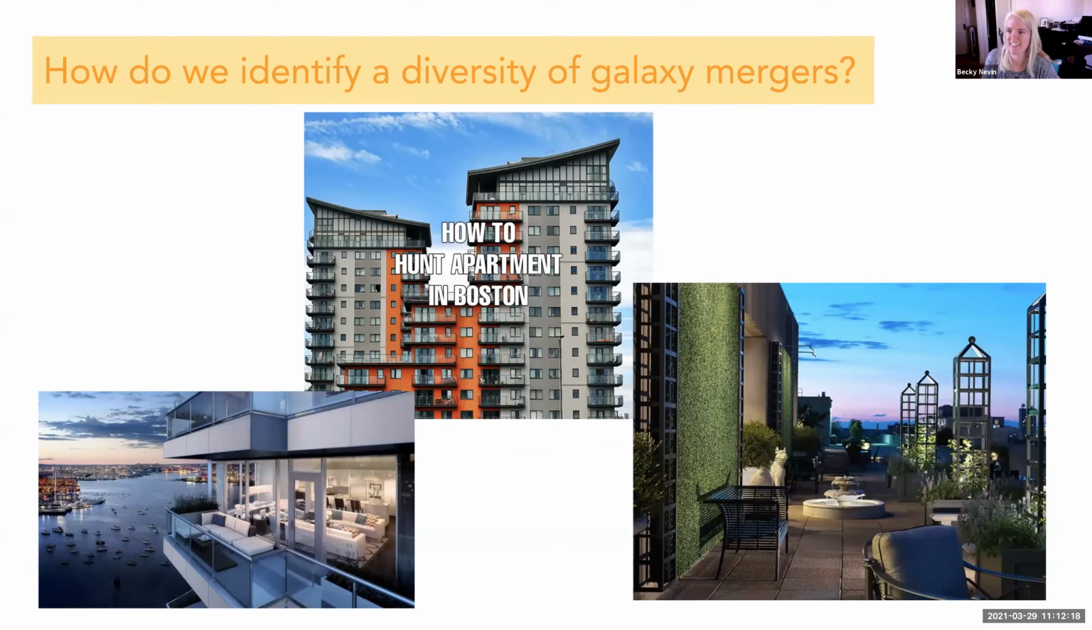Let's imagine we all live in Boston. I think most of us probably do. And you need to move to Boston, you need to get an apartment. Like with anything, there are different tools that you can use to find apartments. When I first moved here, I was bombarded by these luxury apartment ads. I think of these as the major mergers of the apartment world. They're very bright, they're very beautiful, they're very expensive. There's not that many of them. And so I can't afford this type of apartment.